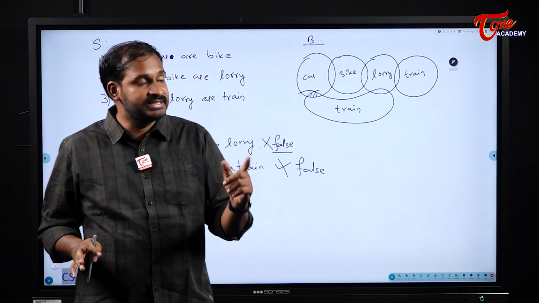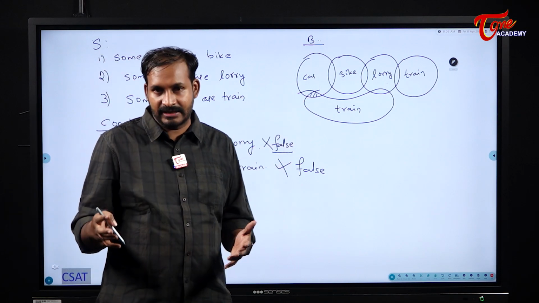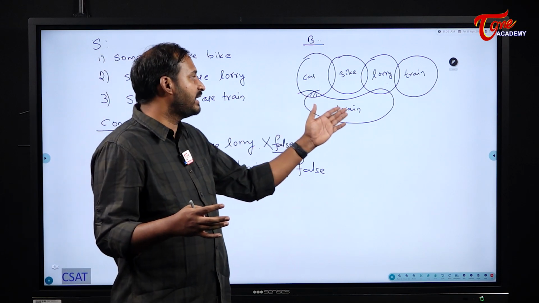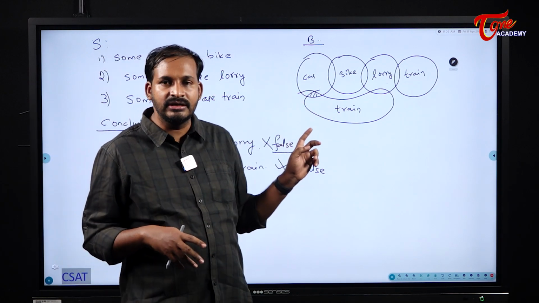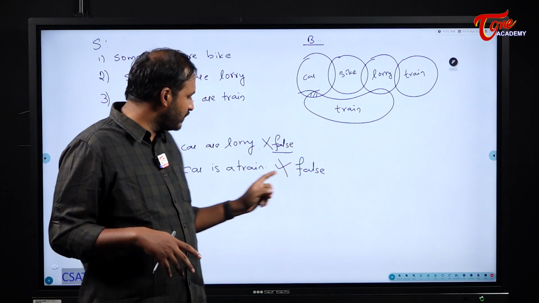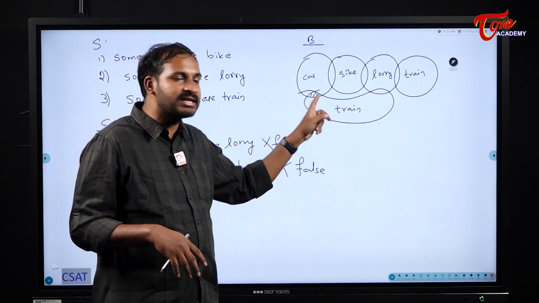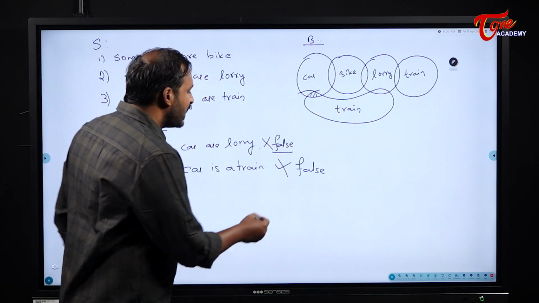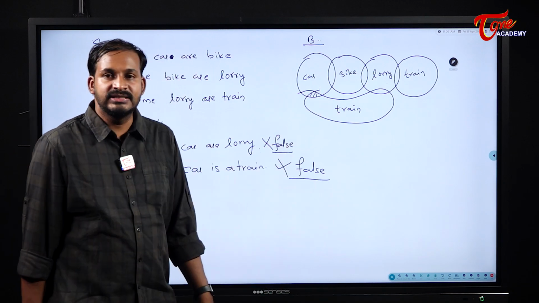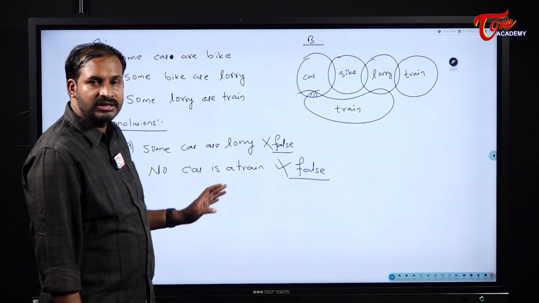so in that case, definitely I will draw an alternate diagram such that my trains and the given elements are mixing with each other. Actually, I can draw like this also, right? So, by drawing the alternate diagram, now see here no car is train, but actually some cars are becoming trains, right? Because of that reason, this became false. And this conclusion is false.